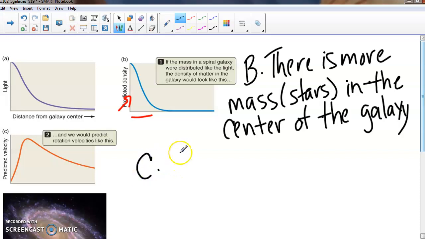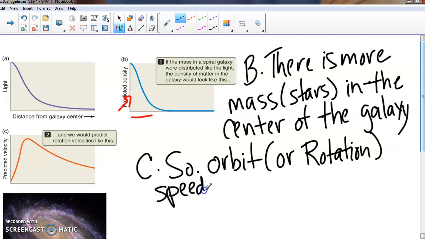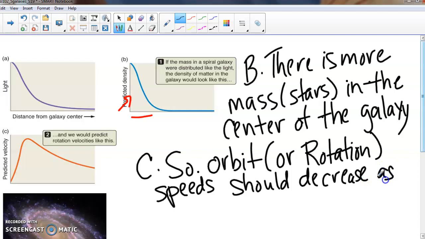What this means is the orbit, or as we're going to be starting to call it, the rotation, right? Rotation curves, the orbit speeds or rotation speeds should go down as you get farther away from that mass, right? They should decrease as you go out.